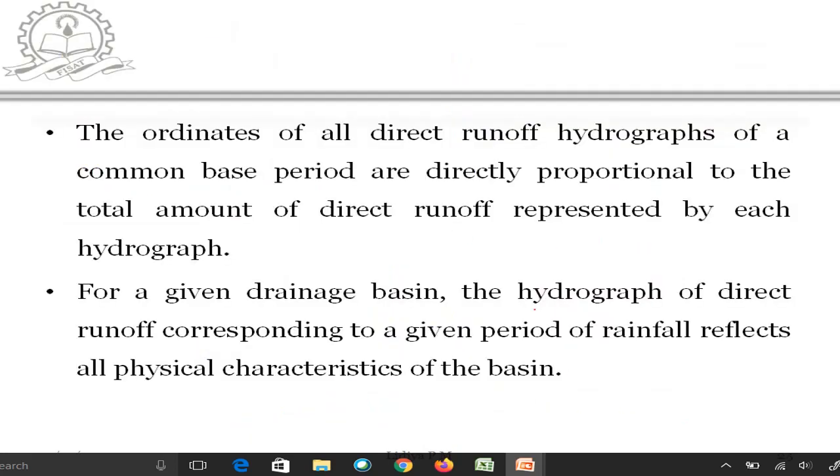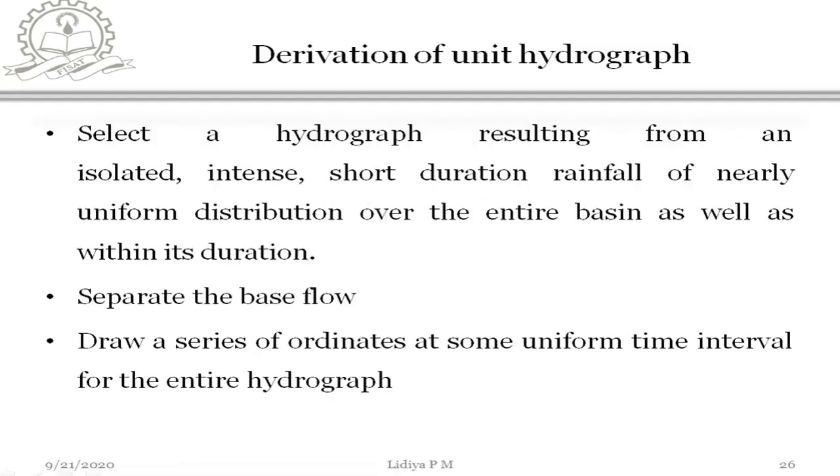Then the last one: for a given drainage basin, the hydrograph of direct runoff corresponding to a given period of rainfall reflects all physical characteristics of the basin. That is, a hydrograph of a given drainage basin represents all the physical characteristics of the basin. Next is derivation of unit hydrograph.